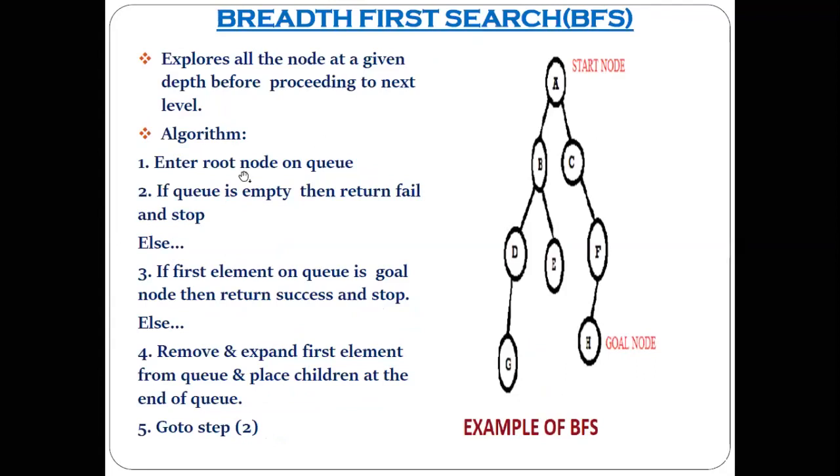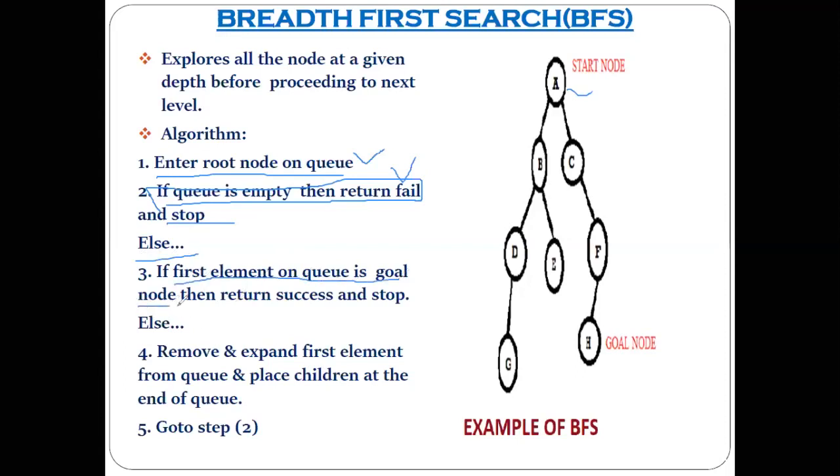So let's see the algorithm first, and then we'll apply that algorithm to this particular example. Initially you have to enter the root node onto the queue, for example A. If the queue is empty, then definitely we cannot do any kind of searching, correct? Yes, sir. That's why the fail will be there, and we have to stop our searching there. We, in the sense, the AI agent. Else, if the first element on the queue is the goal node.